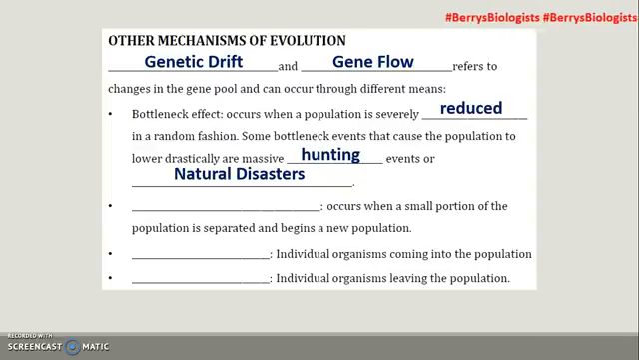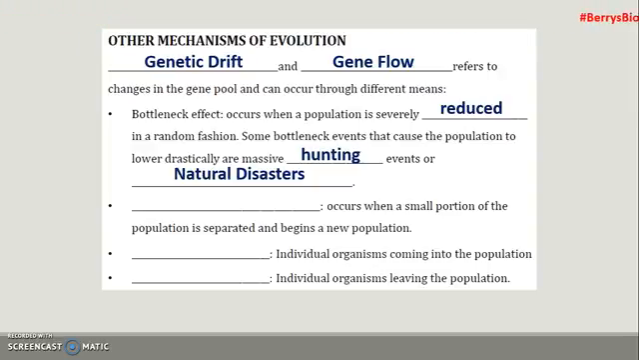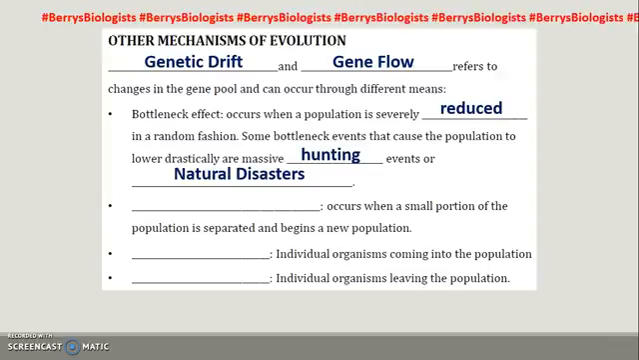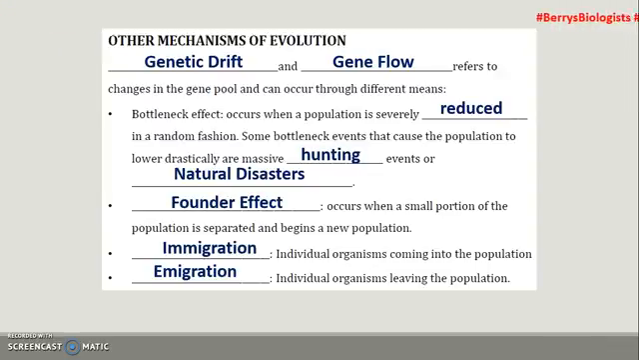That occurs when a population is severely reduced in a random fashion. So some bottleneck events that cause populations to lower drastically are massive hunting events or natural disasters. So these are very random. They're not planned. They're not expected. And they drastically reduce the population of a species.